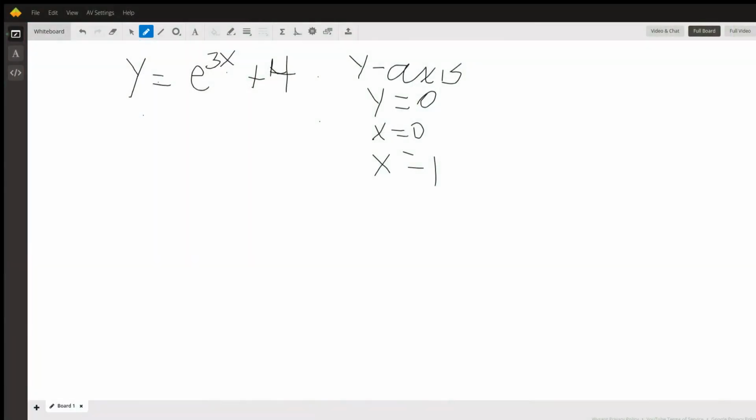The question says to find the volume of a solid of this function, y equals e to the 3x plus 4, rotated about the y-axis, with y equals 0, x equals 0, x equals 1. So the first step, graph it just so you can see what's going on. You graph it and you'll see that the y-intercept is 5, and that's at x is 0, and then at x is 1, it's somewhere up here around 24 point something. So it looks like that.